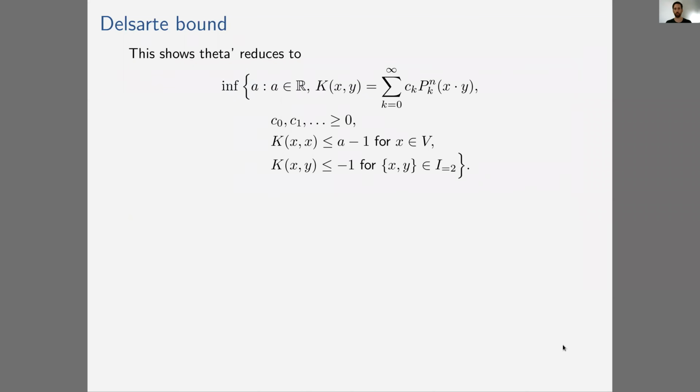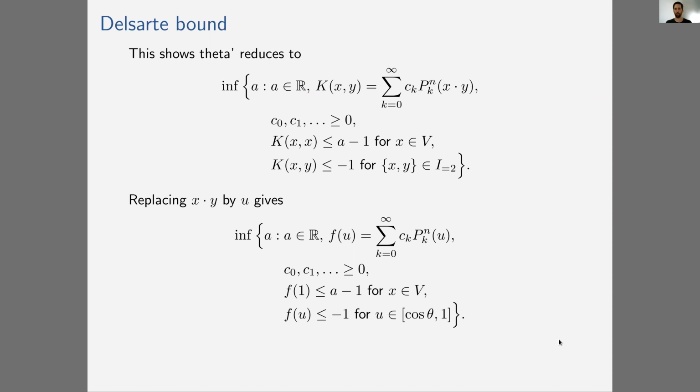So that moved it to the top. And now you see that everything here depends only on the inner product between x and y, which makes sense because we symmetrized under the orthogonal group. As the term also came up already, this happens because the sphere is a two-point homogeneous space. I think in Henry's talk that term already came up. So we can replace this dot product by u. And then we get this optimization problem.